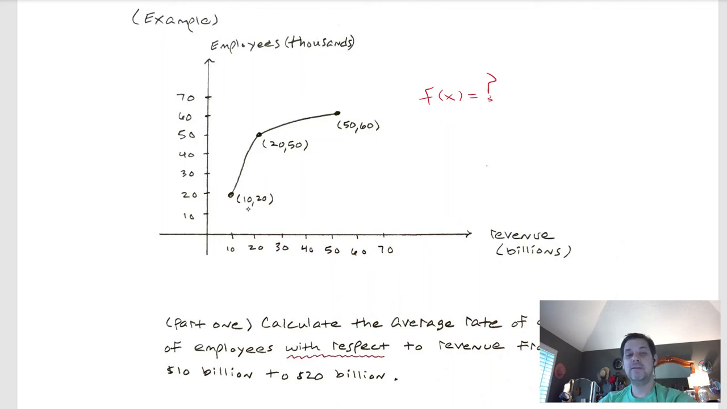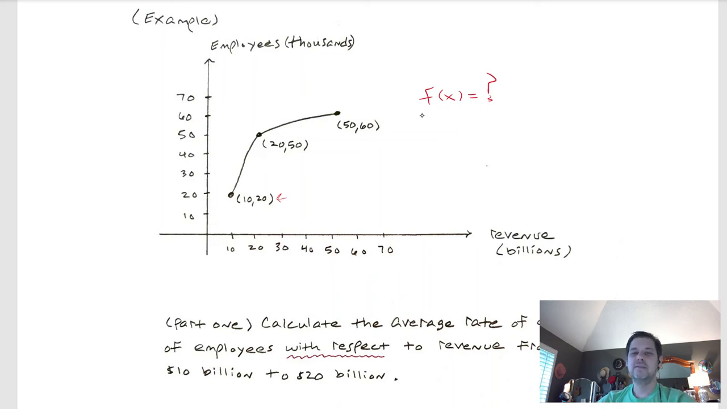So at some point somebody could measure that, well, when our revenue was $10 billion, we happen to have 20,000 employees. That's what this point tells me right here, okay? And then as the revenue increased to $20 billion, the number of employees went up from 20,000 to 50,000. That's what this point tells me. At 20 billion in revenue, we have 50,000 employees, okay? So I still have all the numbers, even though I don't have a function to predict what they're going to be, or I don't have an alternative way to calculate what they are.